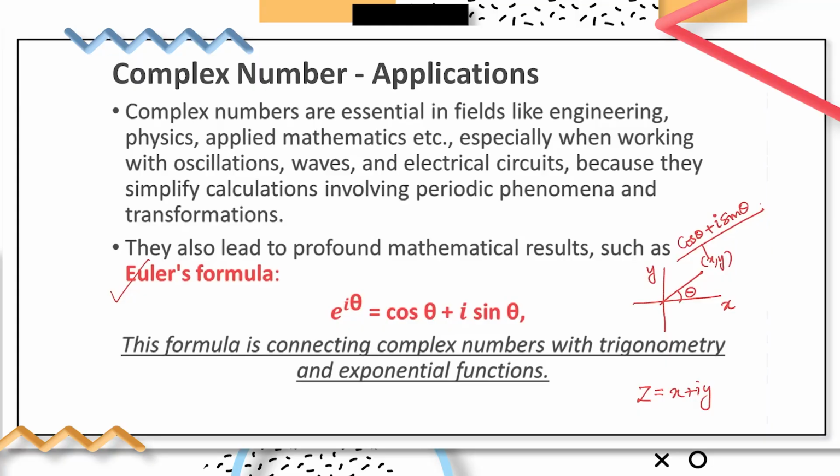The concept of complex numbers is very essential in the field of, say, signal processing, wherein concepts of engineering, physics and applied mathematics are explicitly used, and it is very important when we work with areas like waves, oscillations, electrical circuits, and also very fruitful in signal processing and digital image processing.